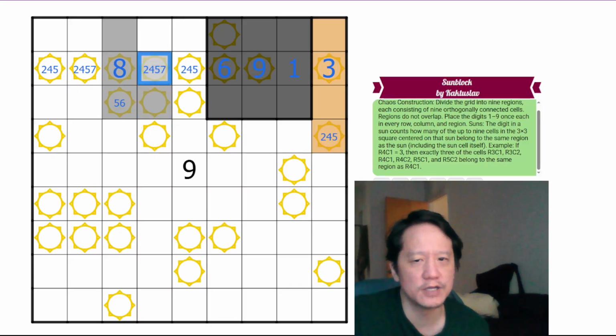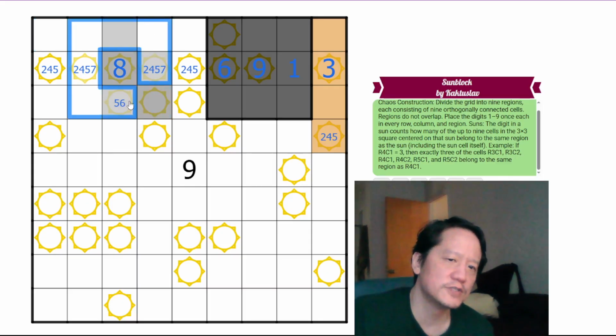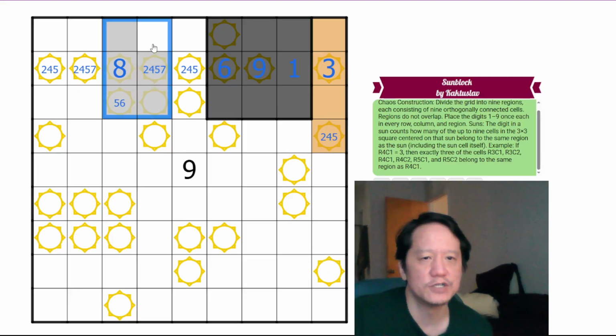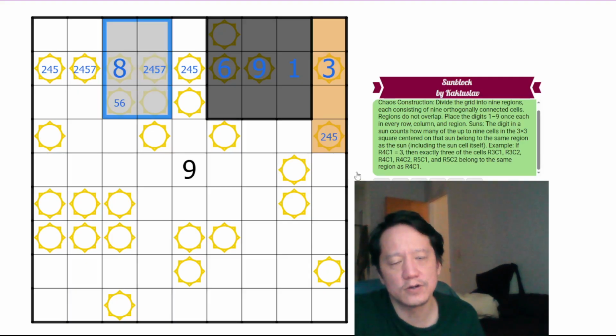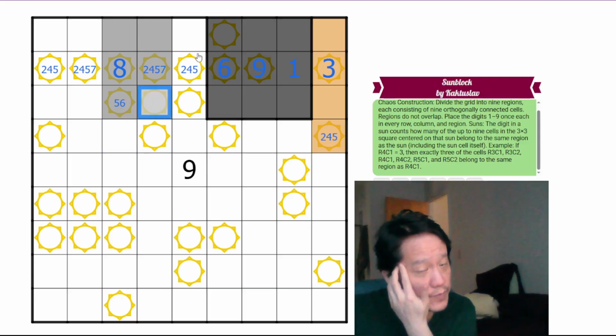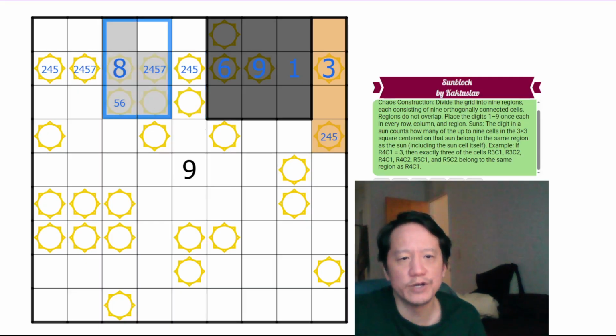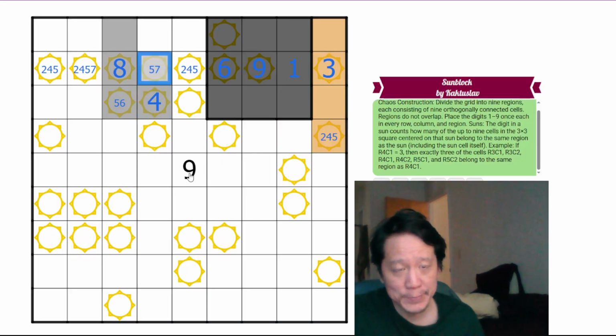So let's try again. If this is part of the region, it's basically this. If this is part of the region, so say it's 7 here, this would have to go 2 there. So this would be 4. So either way, this is 4. So we definitely have a 4 here. This is 5 or 7.